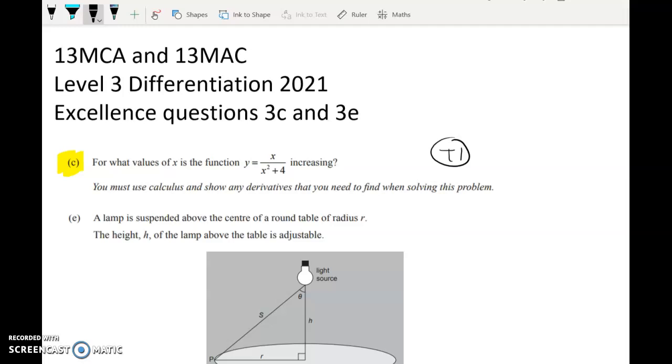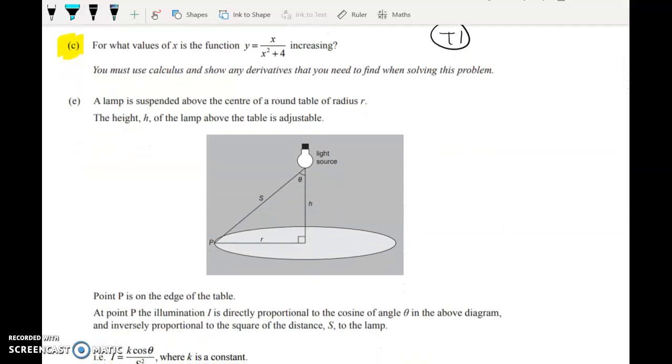The second question is about a lamp being suspended over the centre of a round table, and I think there's at least one person from last year's A-level class who won't want to watch this video because I remember talking about it with him after class. So the second excellence question, you really have to have a think before you start.